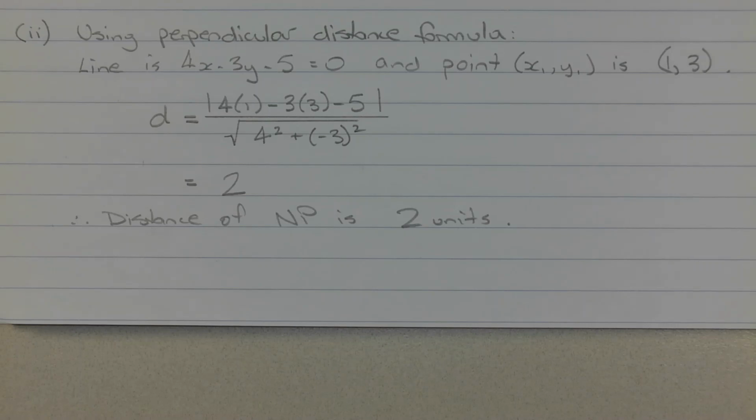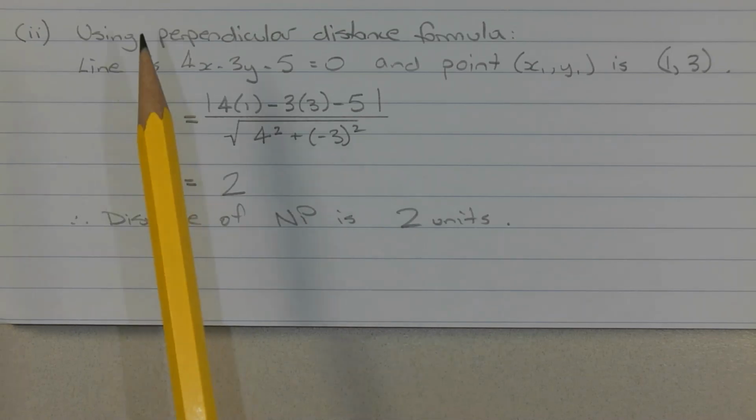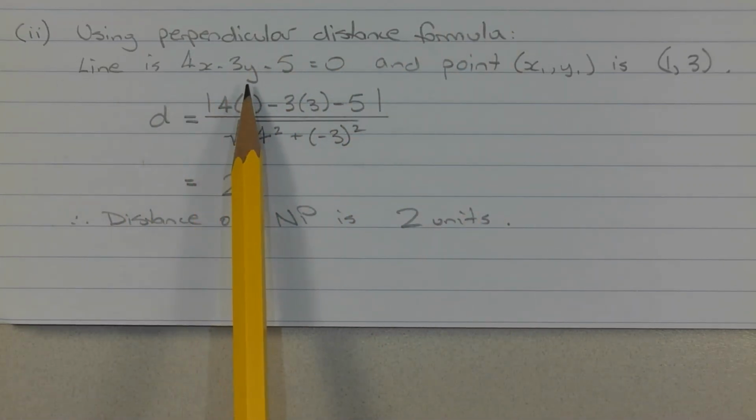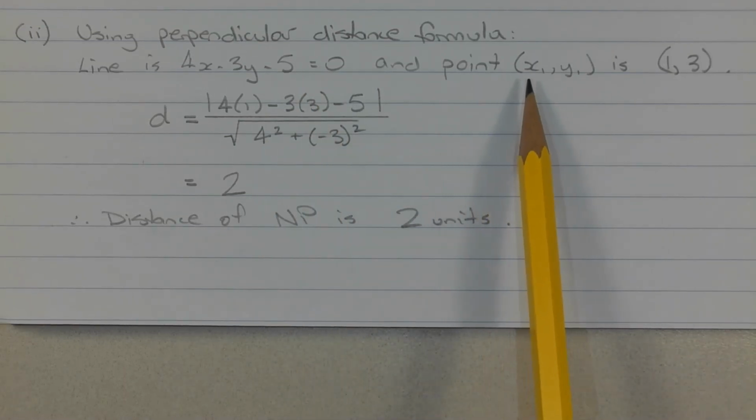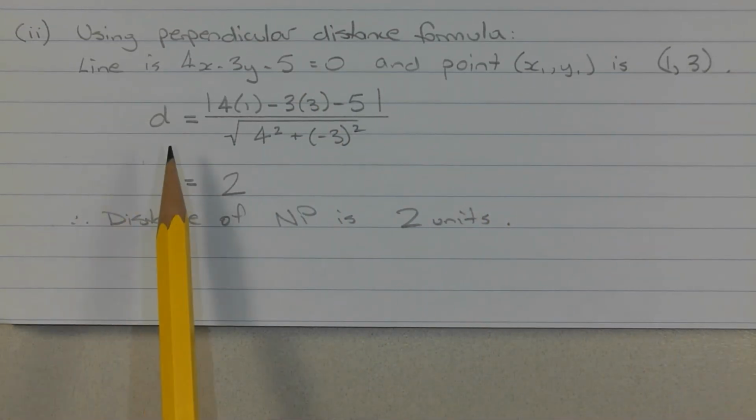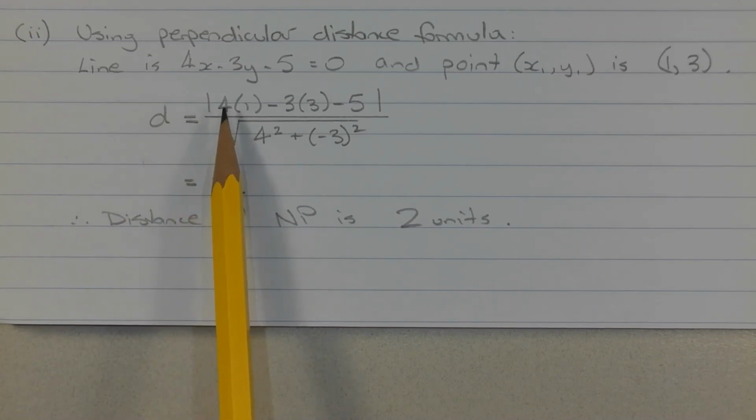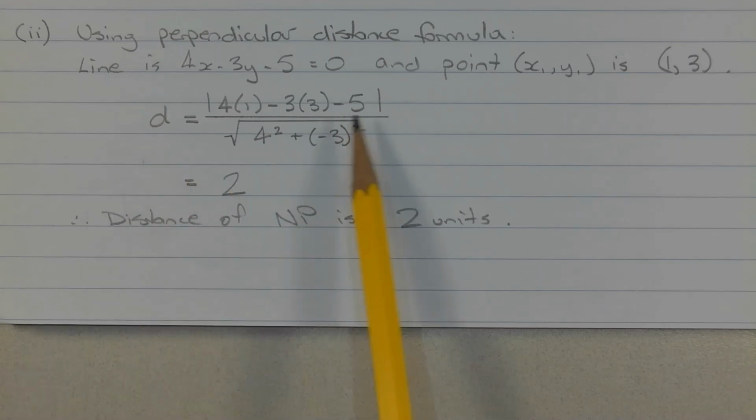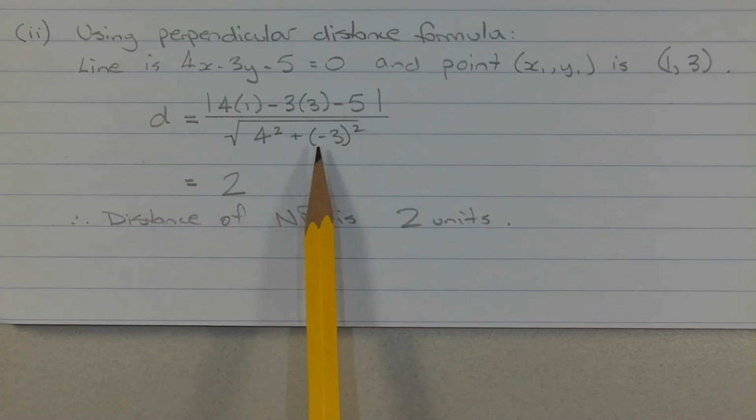NP represents the perpendicular distance of the point N from the line through LM. So using the perpendicular distance formula, where the line is 4x minus 3y minus 5 equals 0, which we found in part 1, and the point N has coordinates (1, 3), we have d is equal to the absolute value of (4 times 1 minus 3 times 3 minus 5) in the numerator over the square root of (4 squared plus (negative 3) squared). And that evaluates to 2. Therefore, the distance NP is 2 units.